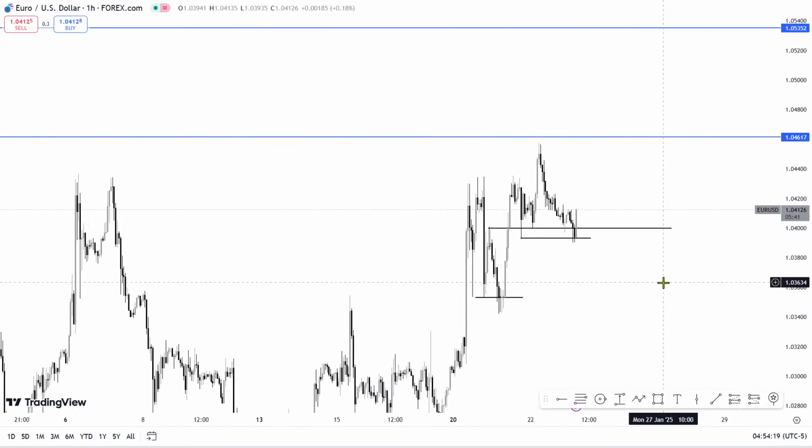Very easy, very simple. Remember, the goal is to keep your analysis as simple as possible. The more complicated it is, the more confused, the less profitable you're going to be. So the goal is keep it simple, less complicated, and you are going to be good.